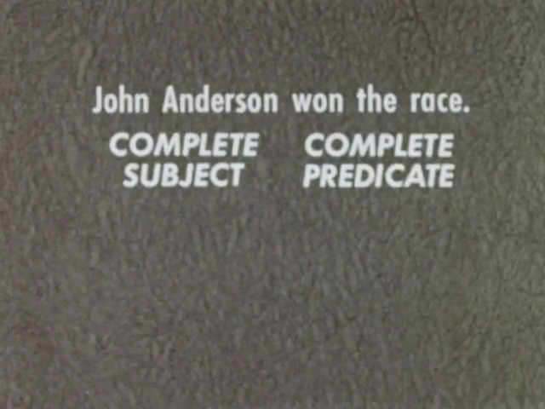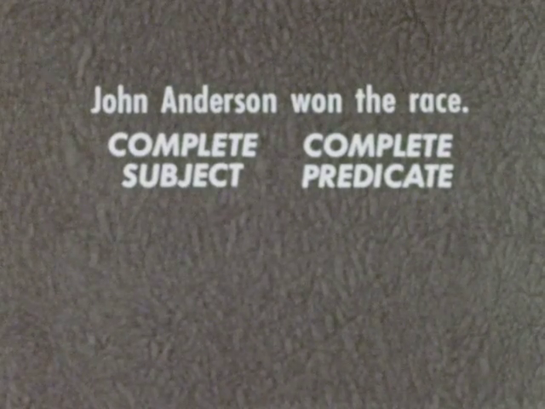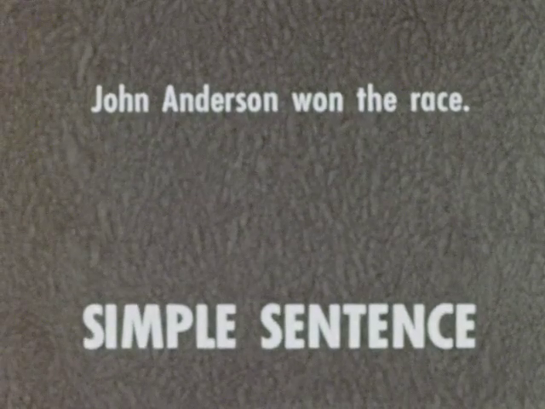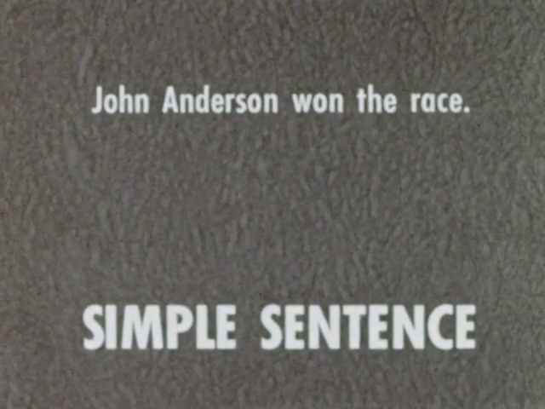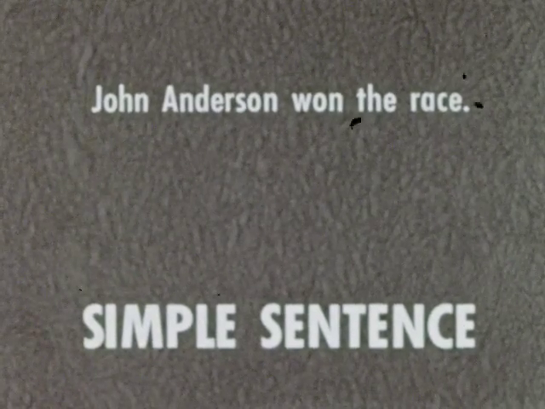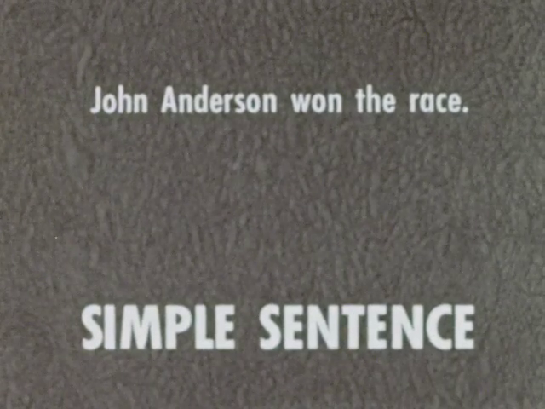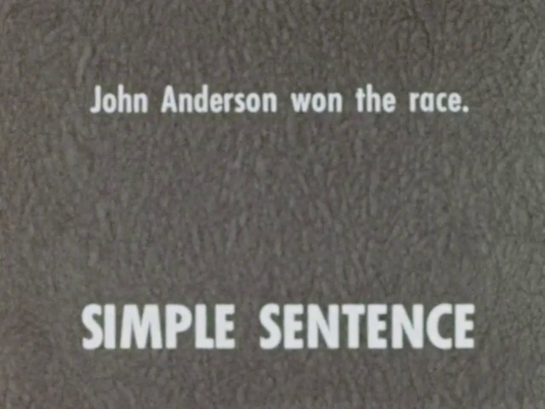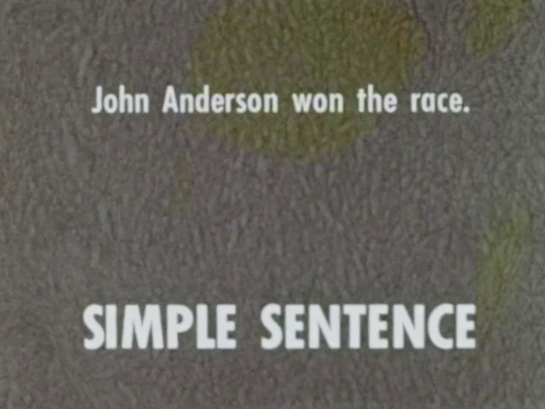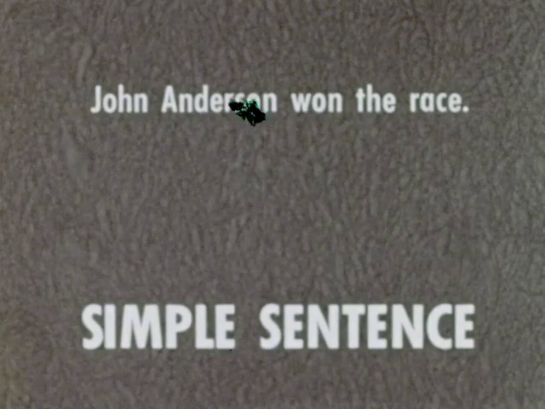We know that a sentence with only one complete subject and one complete predicate is called a simple sentence. It is a direct way of expressing a single idea. In speaking, we indicate the end of each sentence by lowering the voice pitch and pausing. Listen. John Anderson won the race. In writing, we signal the end of a sentence by using a period.